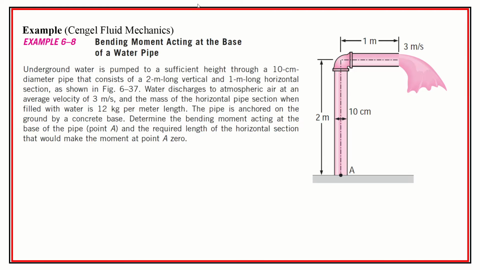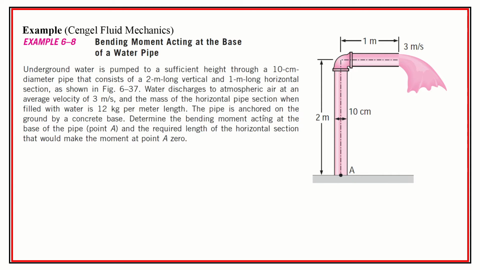So we have this underground water that's coming up through this 10 centimeter pipe. We're going to say that the 10 centimeters is the inside diameter. They're showing it as the outside diameter. And it comes up 2 meters, goes over 1 meter, and then it starts to exit at 3 meters per second. And it goes to atmosphere. And they're saying that the mass of the horizontal section here and the water inside is 12 kilograms per meter length, but it's only 1 meter, so it's 12 kilograms.